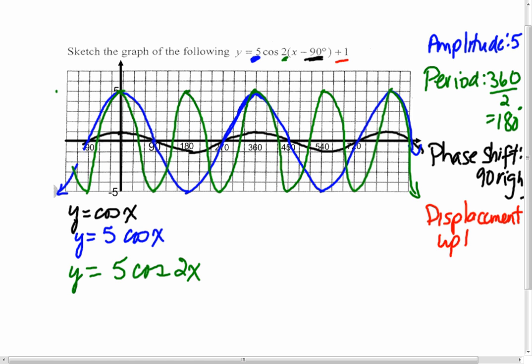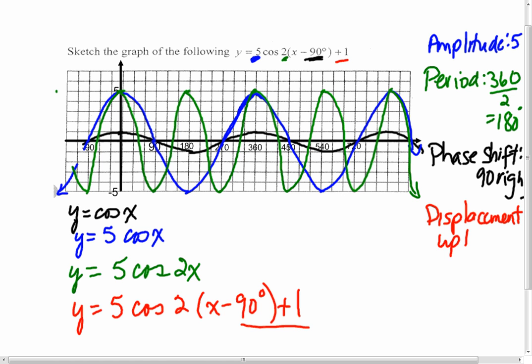Last, we can do the phase shift 90 to the right and the displacement up 1 in 1 step. Y equals 5 cos 2 x minus 90 plus 1. Those two parts we're going to do together. So it's to the right and up 1. I take my major points, starting with that one, and I'm going to go 90, which is 3 squares to the right and 1 square up. So that point becomes that point.